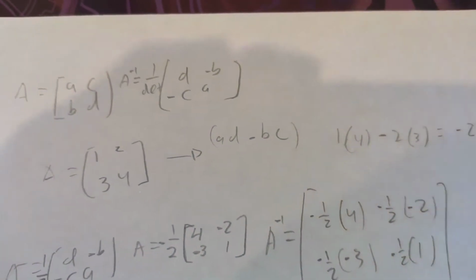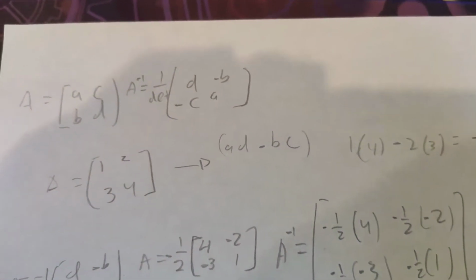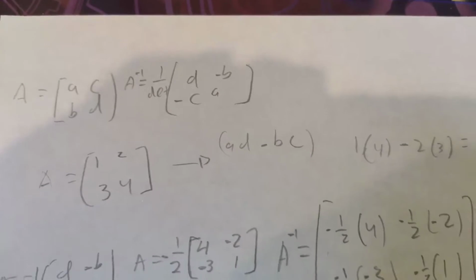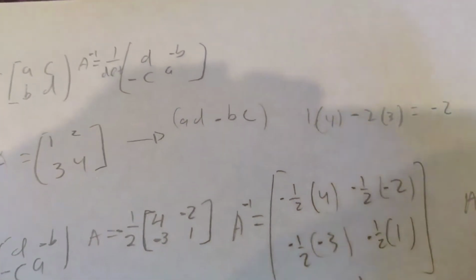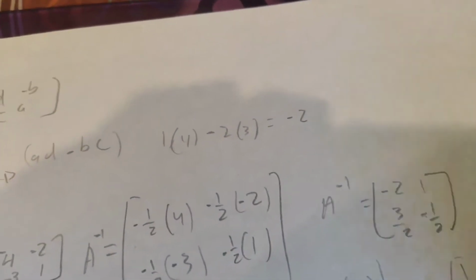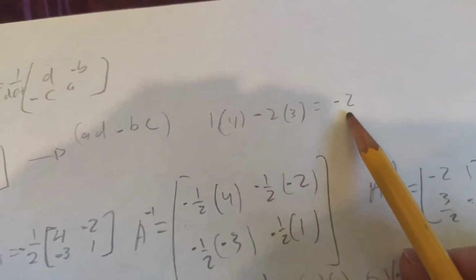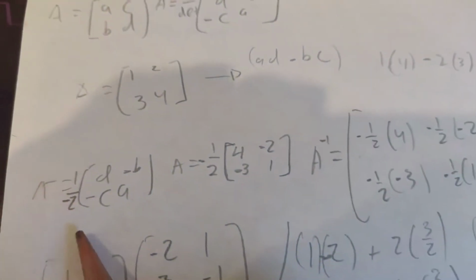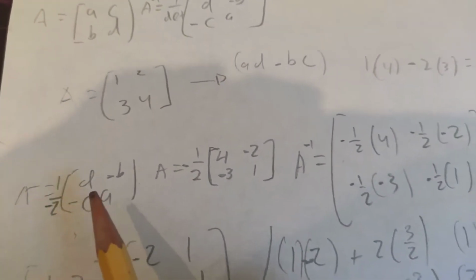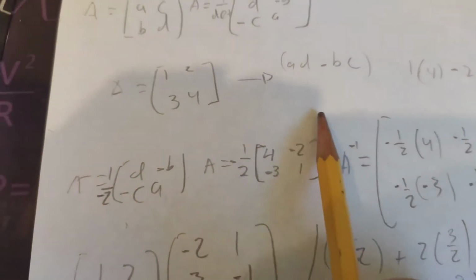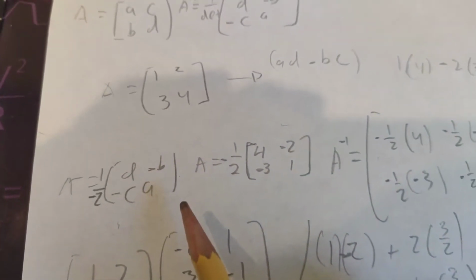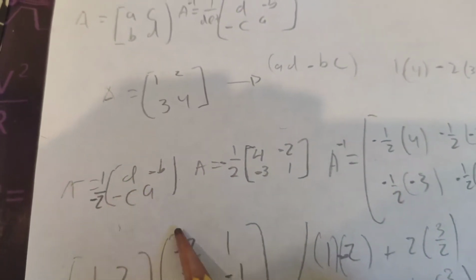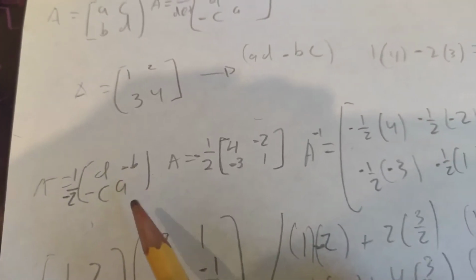To find the inverse of a 2x2 matrix, you first need the determinant of the matrix using AD minus BC. And once you get the determinant, you put 1 over it, and in the matrix you reorganize it by switching D with A and making B and C negatives.